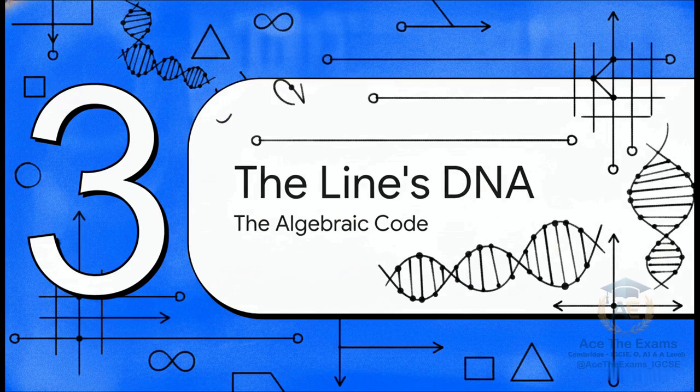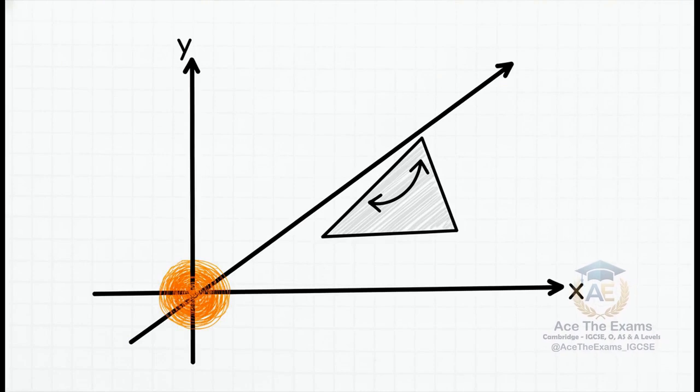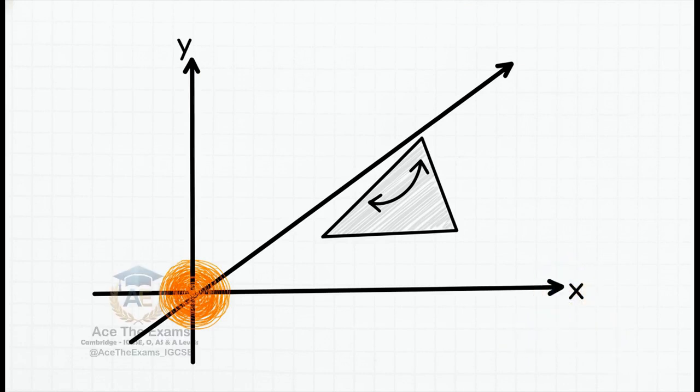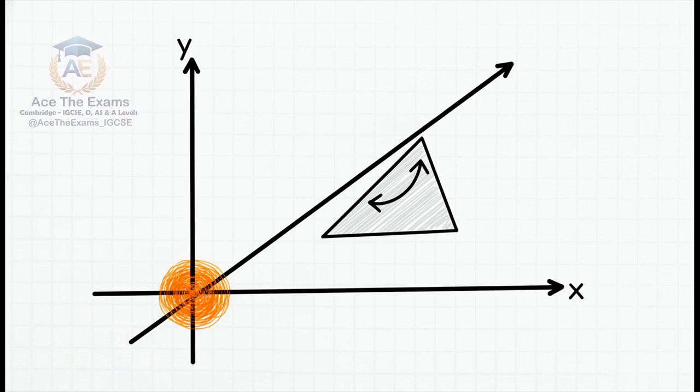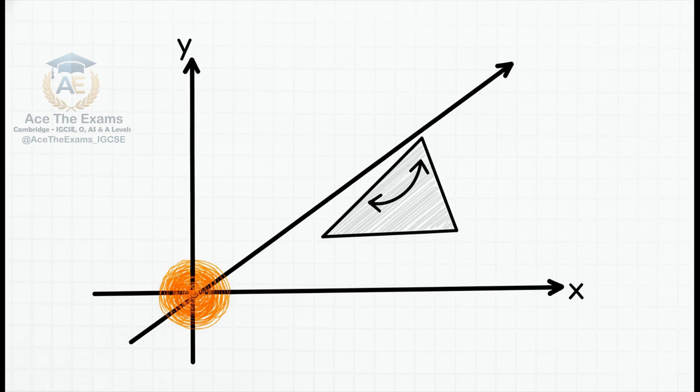Section 3, the line's DNA, the algebraic code. Okay, drumroll please. Behold the master equation: y = mx + c. Seriously, if you only remember one single thing from this entire explainer, let it be this formula. The letter m is our gradient, that steepness we just figured out how to calculate. And the letter c, that's our y-intercept. That is the exact specific spot where our straight line crashes through the vertical y-axis. When you see an equation in this format, you instantly know how steep the line is and exactly where it starts, completely skipping the need to physically draw it out.